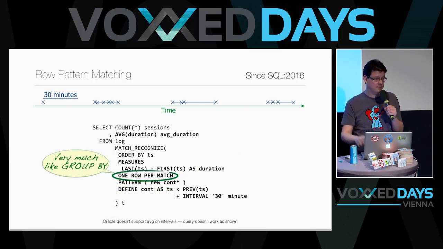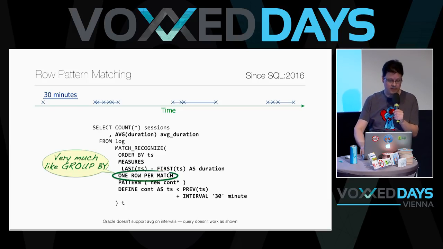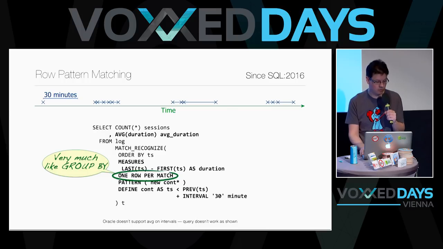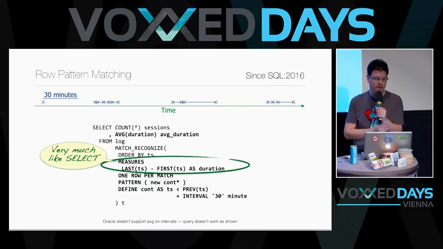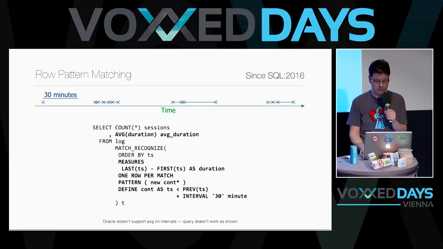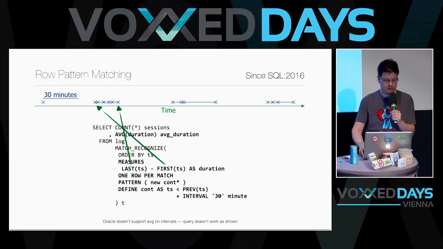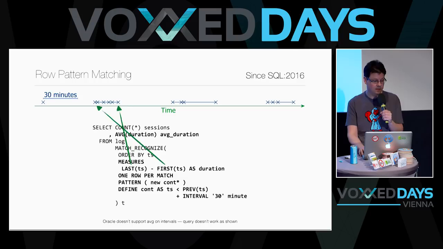Then you can actually do something like group by at the same time. You can say all these matches I would like to have combined into a single row, one row per match. You can still access all of those rows like first and last and do some calculation with them. And yeah, that's pretty much it. So first and last, which is then the duration, and here I'm calculating the average duration just for demonstration.